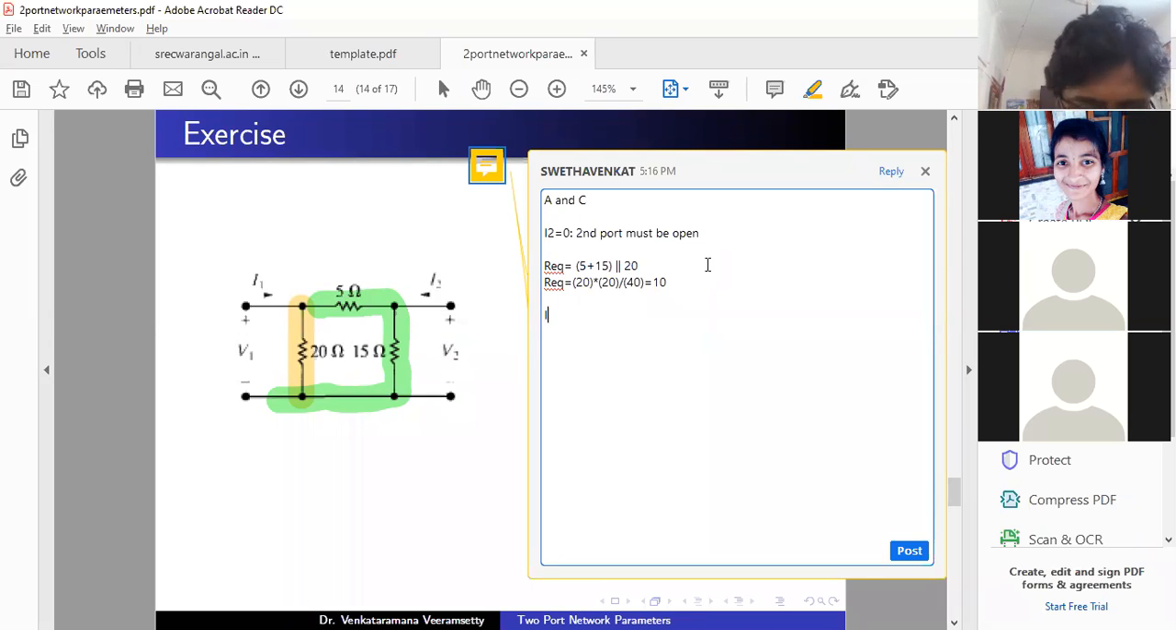Now what is the value of I1? I1 equal to V1 divided by 10. This is the total current which is injected into the first port of the given two-port network. See, I said that if you want to calculate the parameter A, V1 equal to A into V2 minus B into I2, so A equal to V1 by V2. That means I want to calculate V2 now.